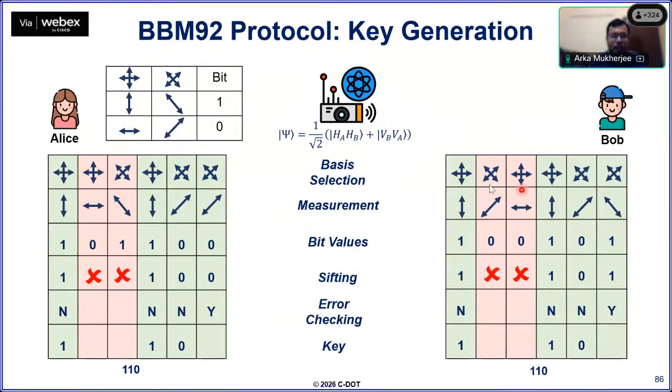That is there in this truth table. If the basis choice is different, no key will be generated. If the basis choice is the same, then only can they proceed with generation of keys. And sometimes there may be errors due to channel noise or due to basis issues.